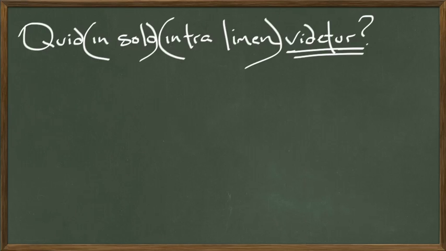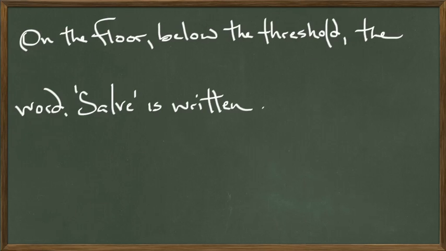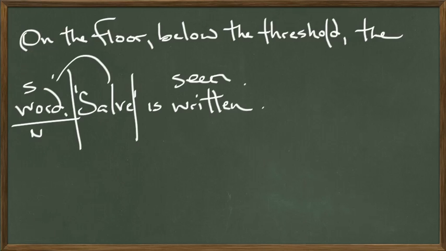What is seen on the floor, that should be infra limen videtur. What is seen on the floor below the threshold? On the floor below the threshold, the word salve is written, or we could say the word salve is seen. Either of those will work. So, the subject of this sentence is word, nominative case. Salve is a repeat of what the word is, so salve is in apposition. The word salve is written. That's a verb, and it is passive. That's probably where my students trip up.